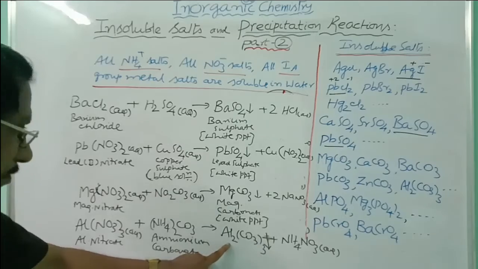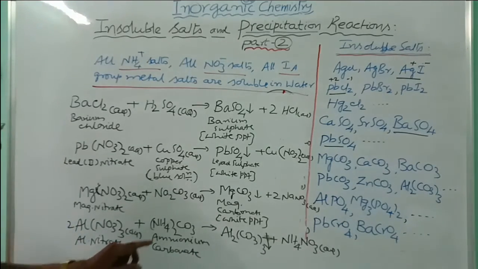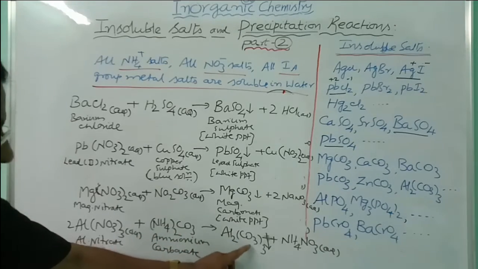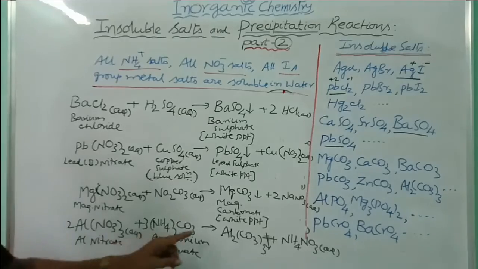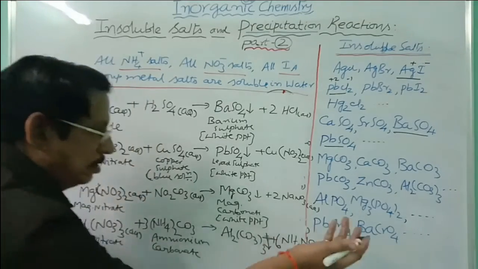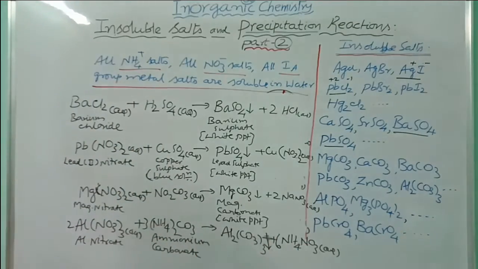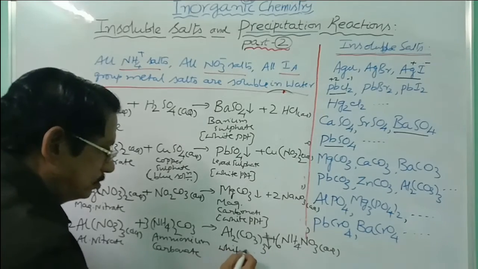2 elements you are having here, you have to write 2 here. And there are 3 carbonate ions, all these 3 must be from this place. 3 ammonium carbonate molecules, 3 into 2, 6, 2 into 3, 6, and there will be 6 ammonium nitrate molecules. This is the balanced equation. This is aluminum carbonate, which is a white precipitate.